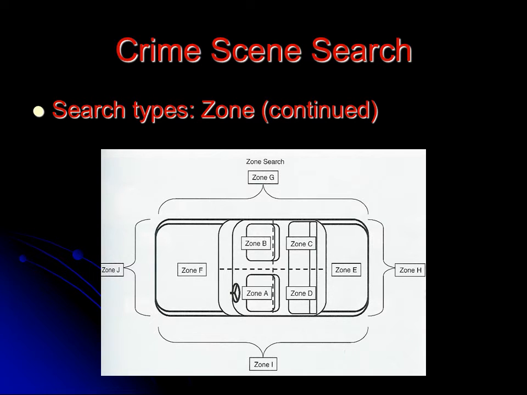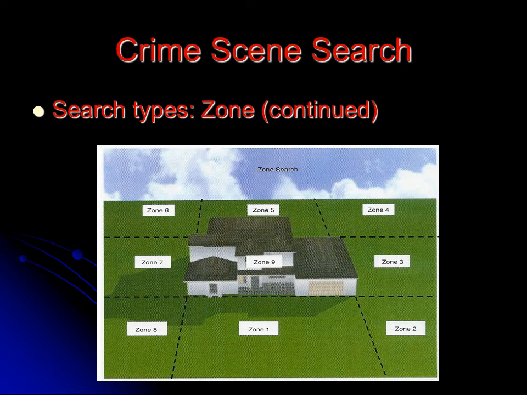Another way you can apply a zone is to a vehicle. So say you have three different officers. Officer 1 is responsible for Zone A and Zone B, which is the front compartment area. Officer 2 is Zone C and D, which is the back seat. And then Officer 3 has the rest, which includes the trunk, under the car, the exterior of the car, and the engine compartment. A zone search can apply to a structure and the fields around it too.